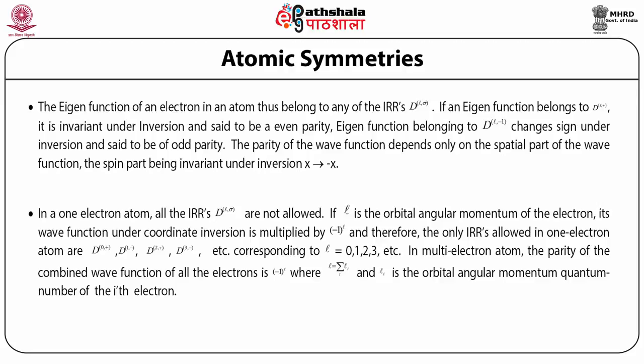In a multi-electron atom, the parity of the combined wave function of the electrons is minus 1 to the power L, where L is the sum over all the Li's, where Li is the orbital angular momentum quantum number of the ith electron. This means that a one electron system in the S shell has even parity, in the P shell has negative parity, in the D shell has positive parity, and so on.